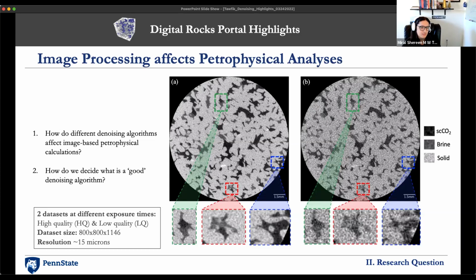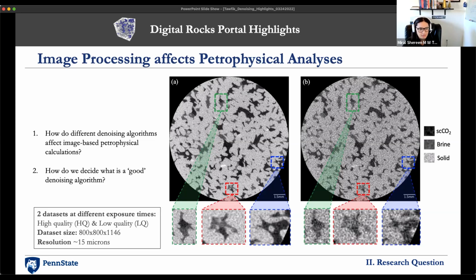So can we decide it simply visually, or if the image looks clean, or using the traditional denoising metrics like peak signal to noise ratio, or do we need more physics-based evaluation metrics that are more specific to petrophysics? To answer those questions, we have two data sets of brine, supercritical CO2, and glass system.